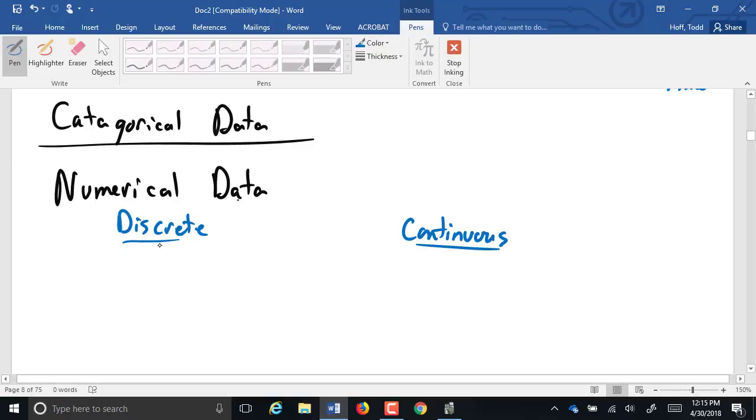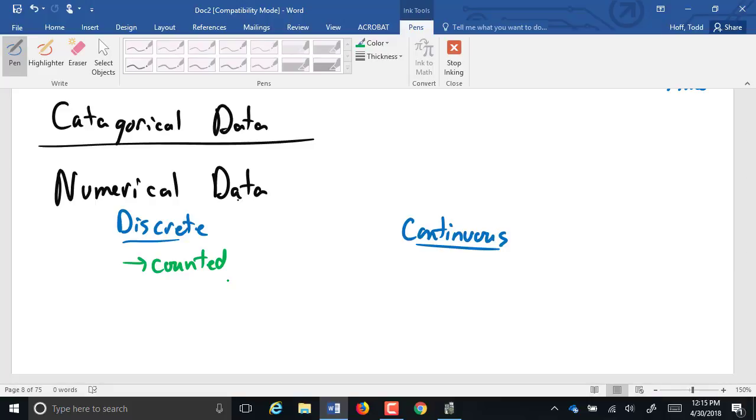Discrete simply means countable. How many classes are you taking right now? How many cars do you own? How many siblings do you have? Those are things you would count. How many books are in your backpack?